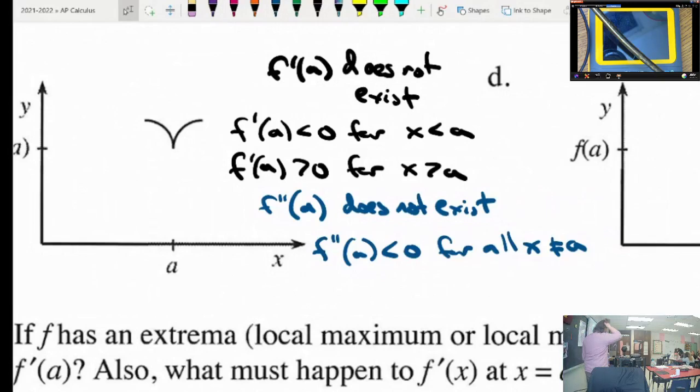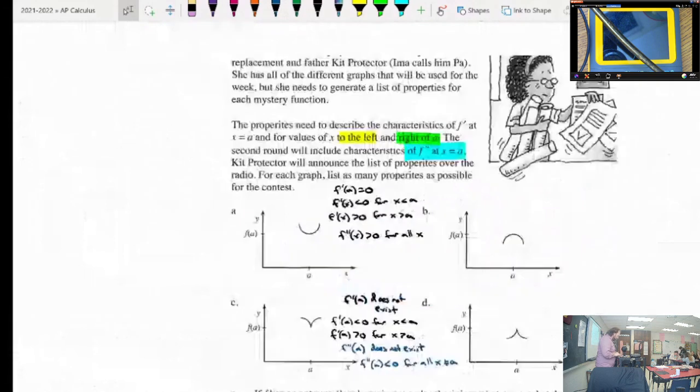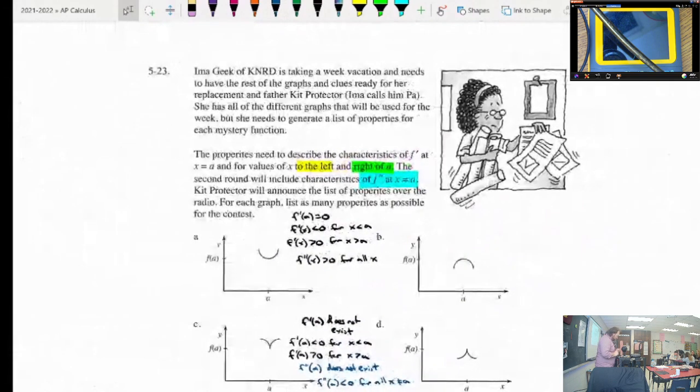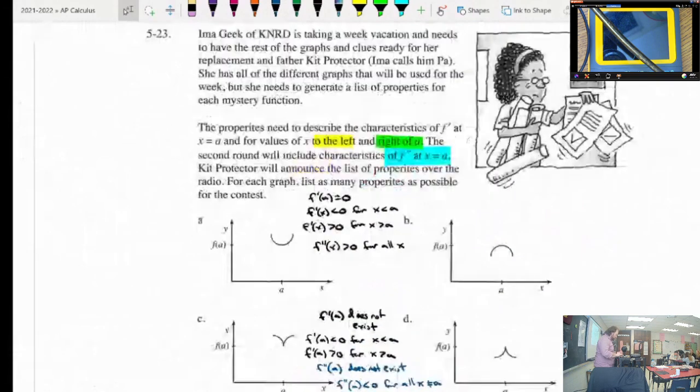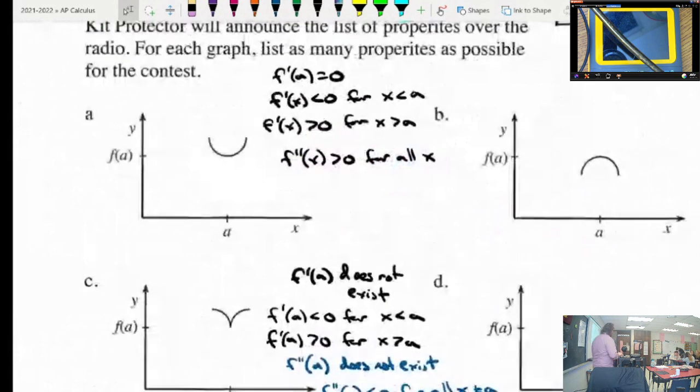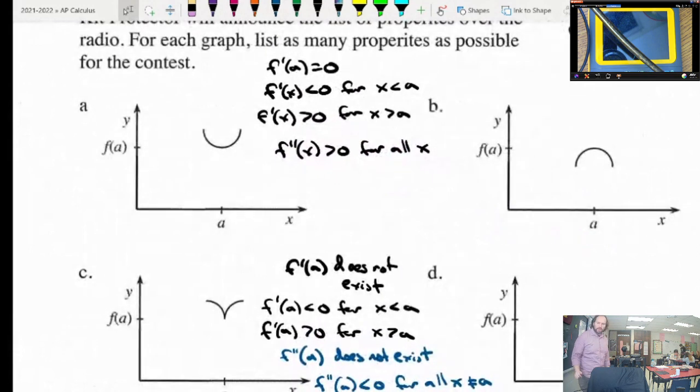So let's take a look at all the things we can say about these graphs. For reference of this video, this is 523, A through D. We've already kind of looked at A and C. I'll go ahead and make this full screen so you guys can see what's going on up here a little better.